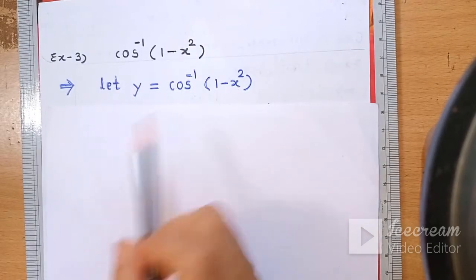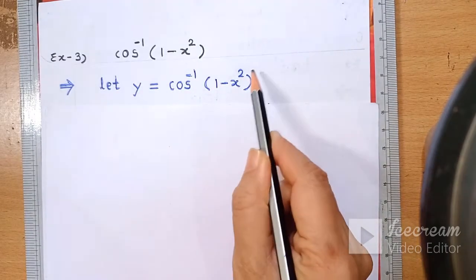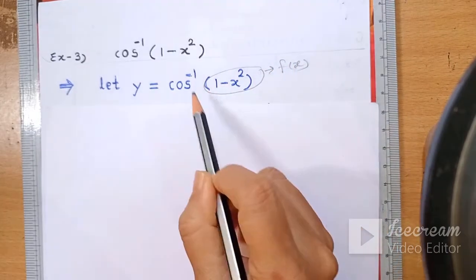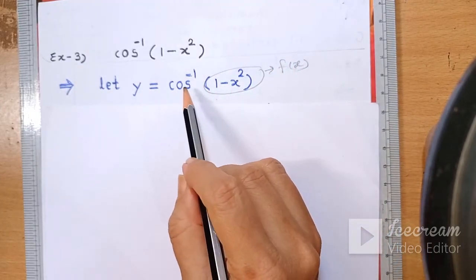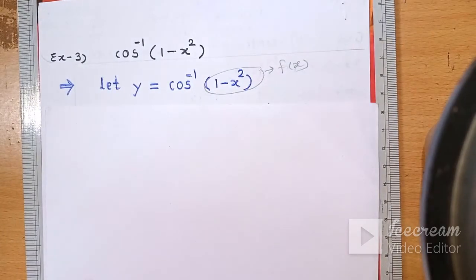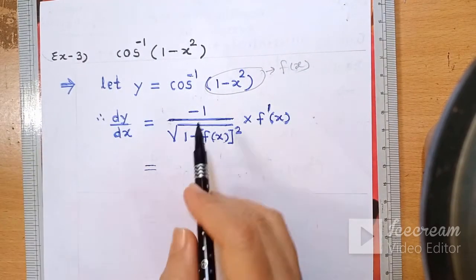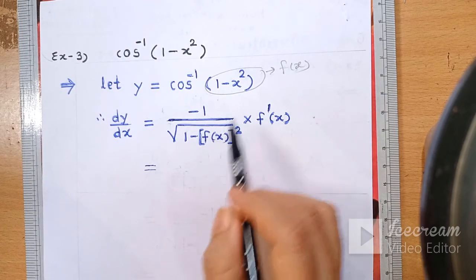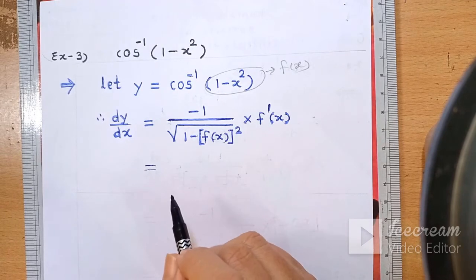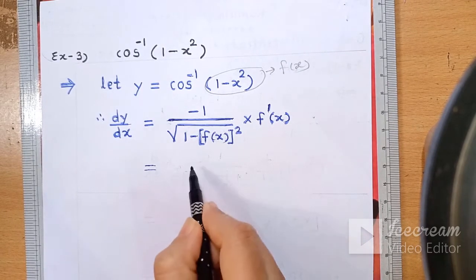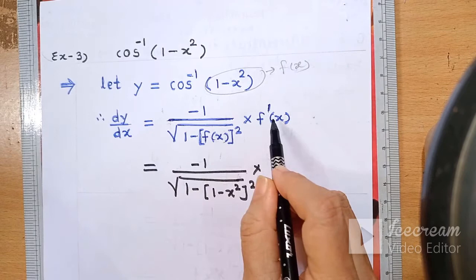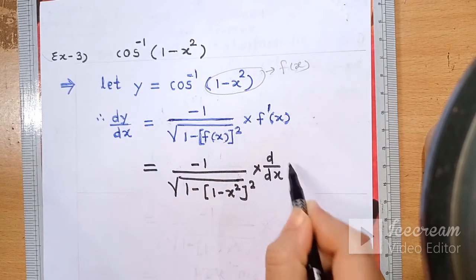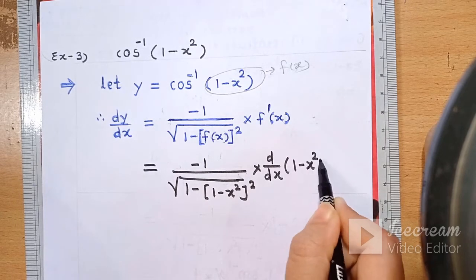Now this is our third example, and here we will consider this as f of x. So we will write the formula for cos inverse of f x. So its derivative is this. So here we will now replace f x by 1 minus x square in the next step, and so that is equal to again f dash x, meaning the derivative of this, so d by dx of 1 minus x square.